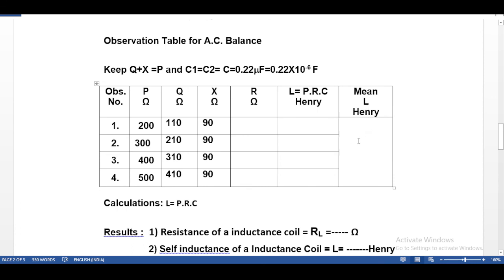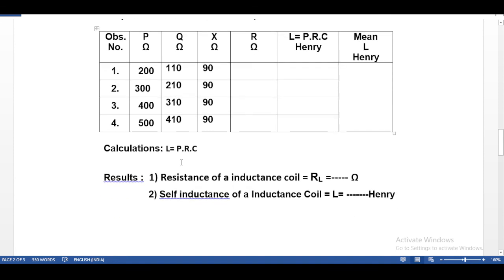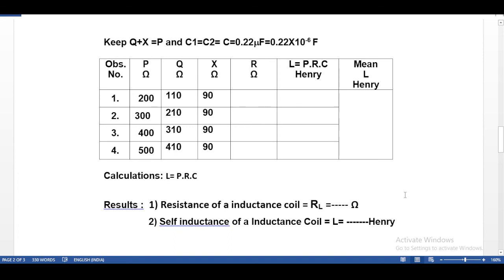After calculation we have to take its mean. Therefore, the resistance of the inductance coil RL is equal to some value in ohm, and the self inductance of the inductance coil L is equal to some value in Henry. It is our practical, that is the Owen's bridge, in order to calculate the self inductance of a given inductor coil.